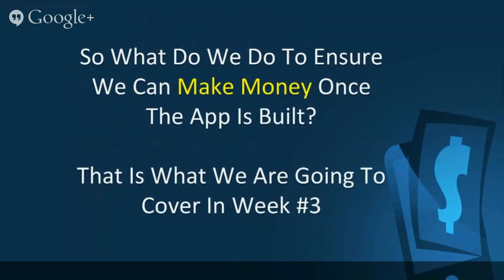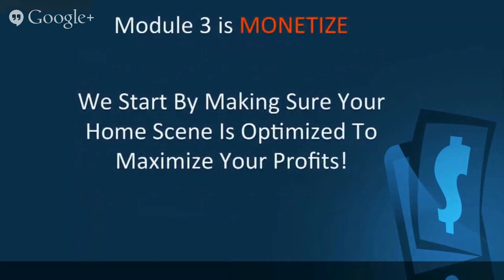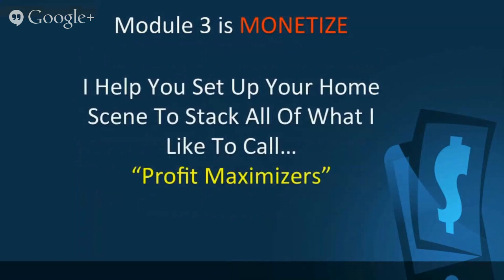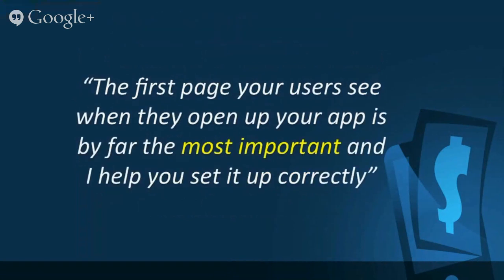So what do we do to ensure we can make money once the app is built? That's what we're going to cover in week number 3. We start by making sure your home scene is optimized to maximize your profits. I help you to stack all of what I like to call profit maximizers, like Papa, Moorebutton, etc. The first page your user sees when they open up your app is by far the most important, and I help you set it up correctly.